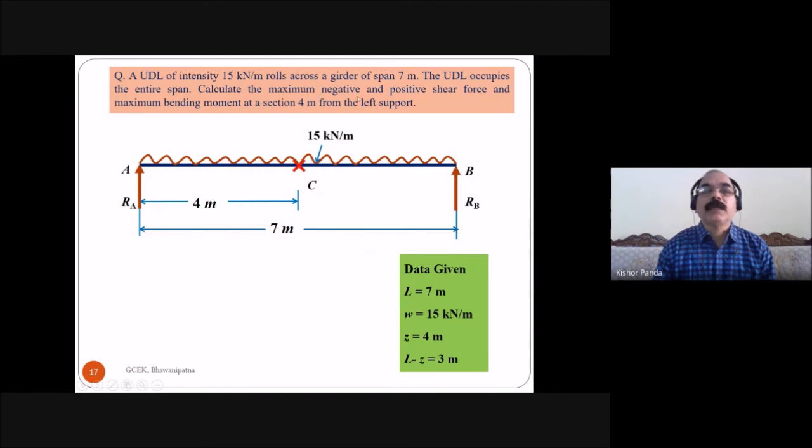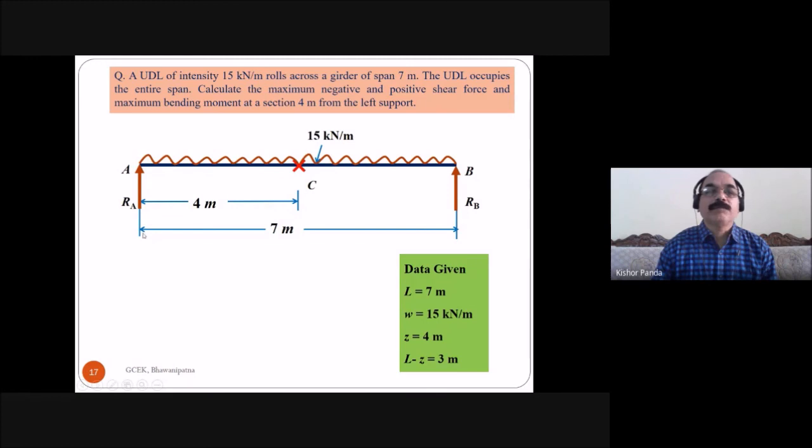Calculate the maximum negative and positive shear force and maximum bending moment at a section 4 meter from the left support. You have to find out, at 4 meter from the left support, what is the maximum negative shear force, what is the maximum positive shear force, and what is the maximum bending moment.